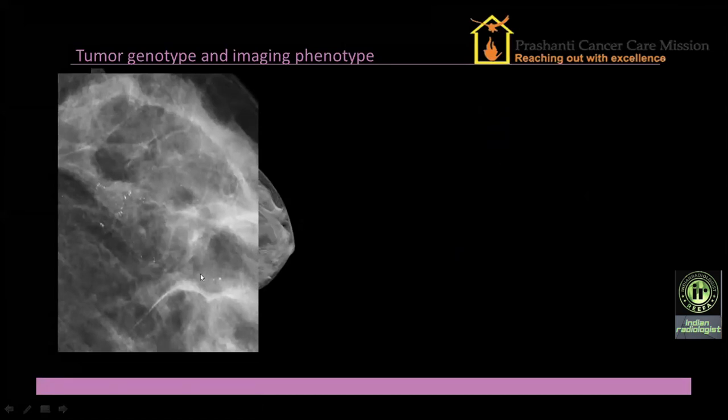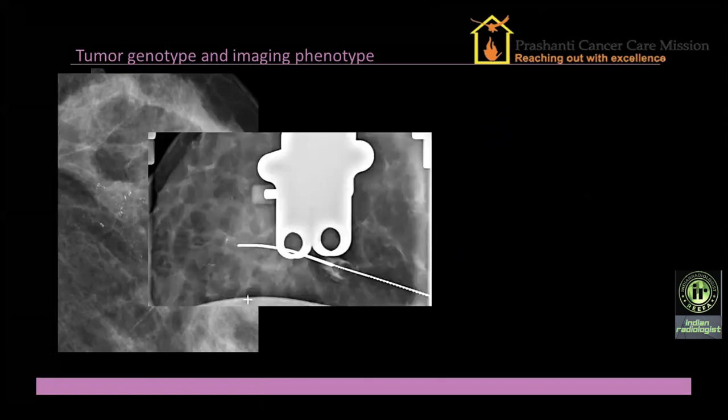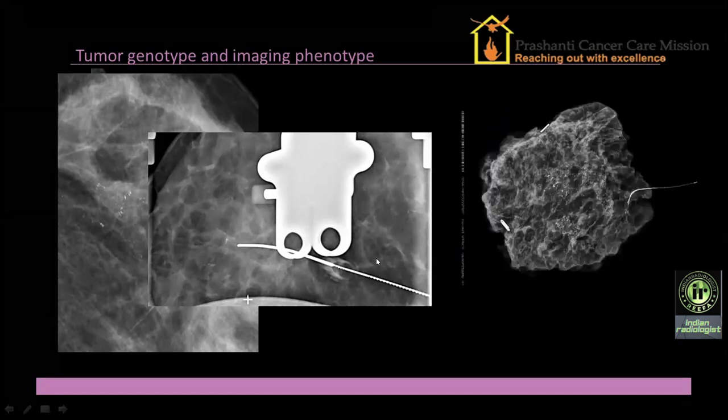So we did a wire localization and bracketing of these calcifications to guide the surgeon for the surgery. Here's a specimen radiograph showing the calcifications in the specimen. And at final histopath, there was no residual tumor, no DCIS, and no disease in the nodes. So what she had achieved was again a pathological complete response.